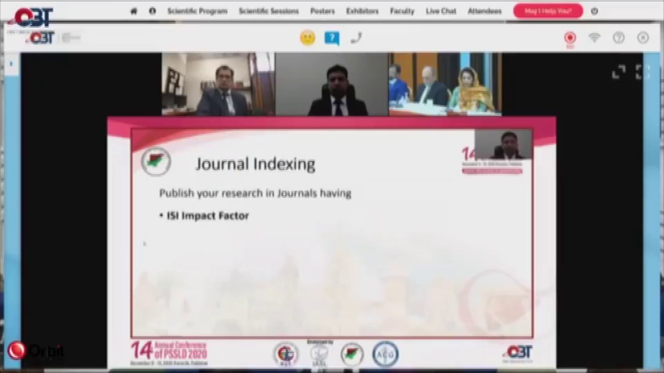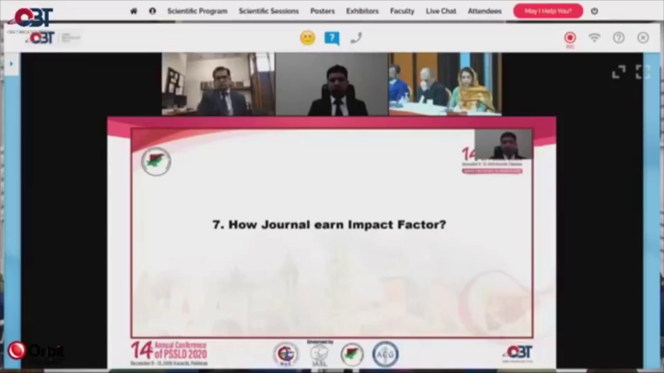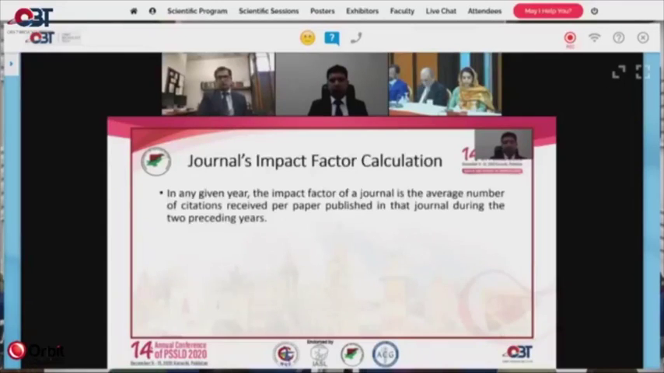Journal indexing: if I am working in Pakistan, our universities require us to publish papers in impact factor journals, and then there is indexing in PubMed, PubMed Central and Scopus. So how to check the indexing of your journal is very important. The first thing is the impact factor. In any given year, the impact factor of a journal is the average number of citations per paper published in that journal during the 2 preceding years.